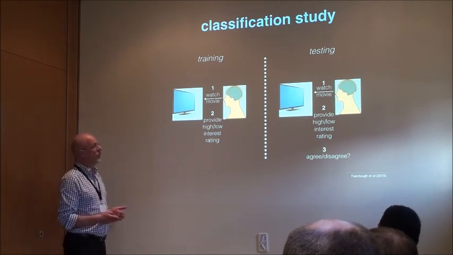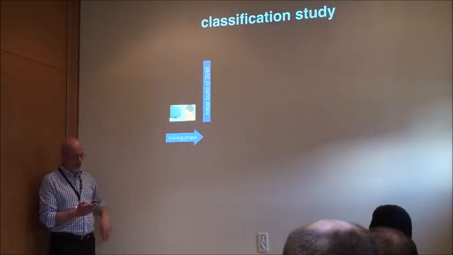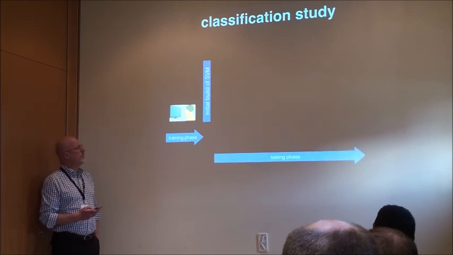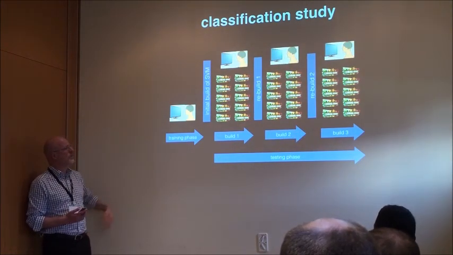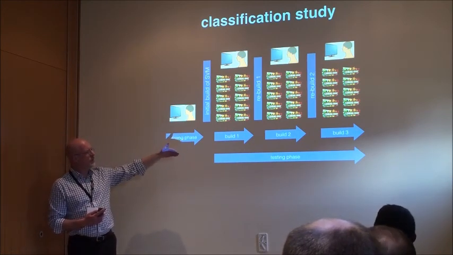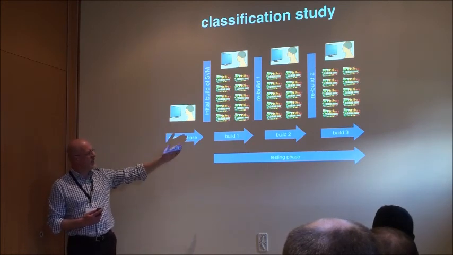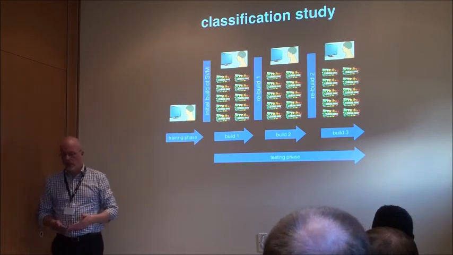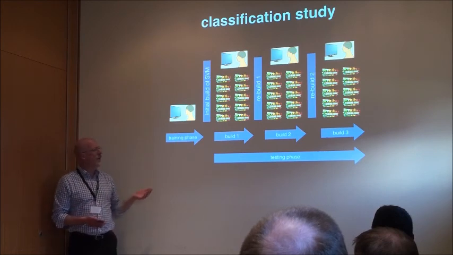And the way that we did it, so we had this training phase, and we did an initial build of the support vector machine, and then we had a testing phase where every 10 movie trailers or so, we stopped and we rebuilt the classifier. So they watched 30 movie trailers in total, and at the 10th and the 20th, we stopped and did a rebuild of the system.